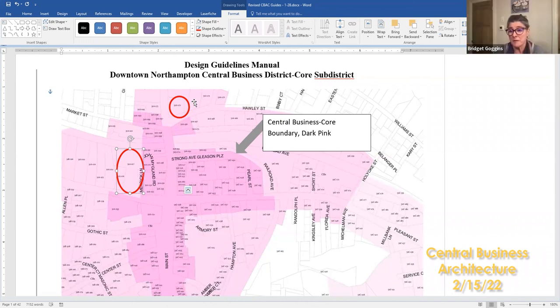I'm recusing myself. On both lots? I'm sorry? On both lots? Yes. You don't think anything should be added? I obviously have an interest in the King Street issue and also the Holly Street issue. I don't know.